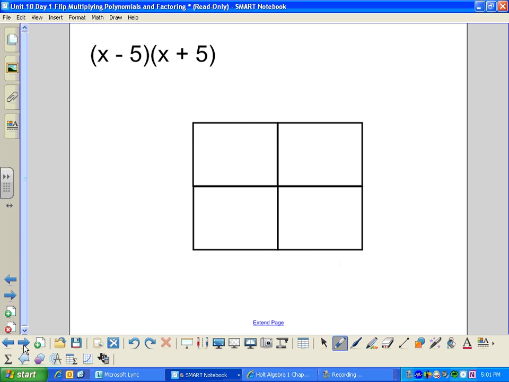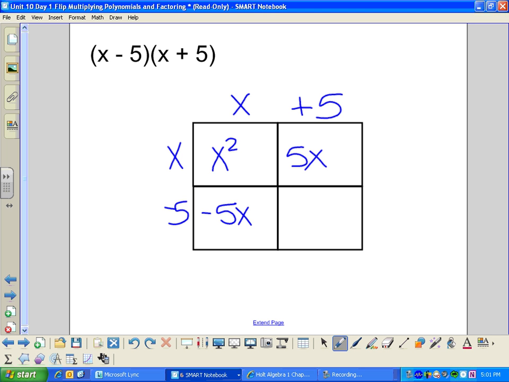Let's try this one. Get x squared, 5x, negative 5x. 5 times negative 5 is negative 25. The only way I'm going to ever get a negative here is if I'm multiplying a negative times a positive, or a positive times a negative.